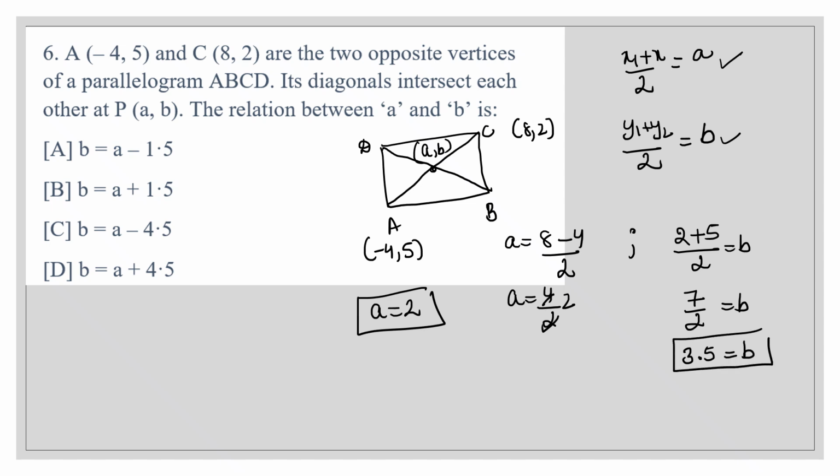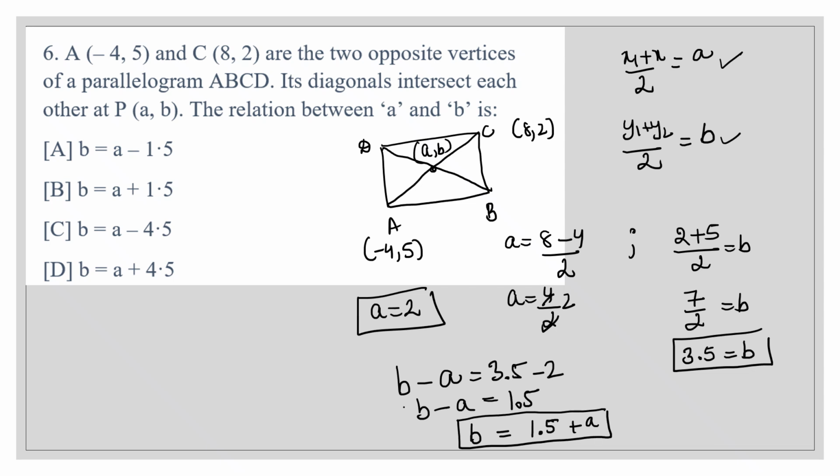Now let's establish the relationship between a and b. Everything is in the form of b is equal to. Okay, let's check. Find b minus a. What is b minus a? 3.5 minus 2, which is 1.5. So b minus a is equal to 1.5, so b is equal to 1.5 plus a. This is how we will establish a relationship. Which is the correct option? B.